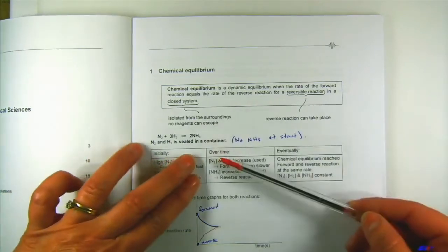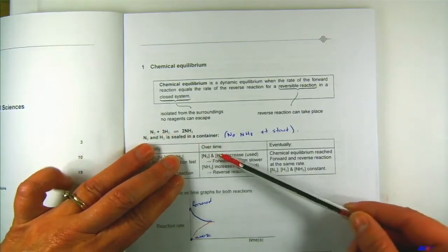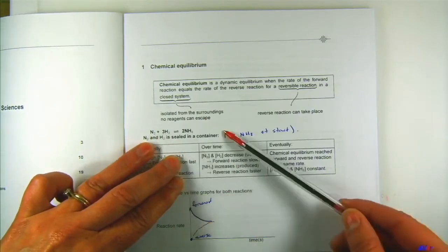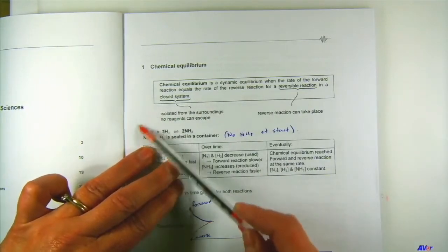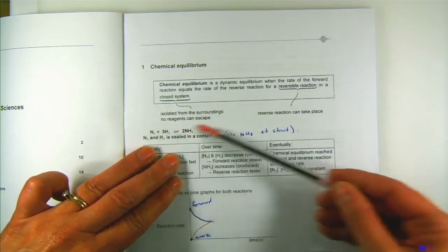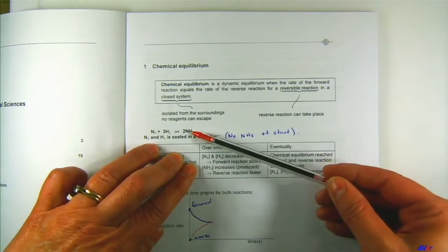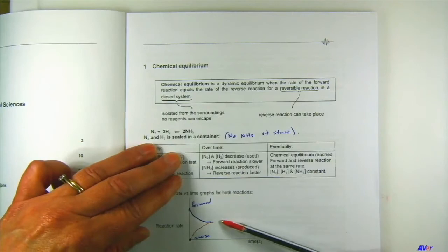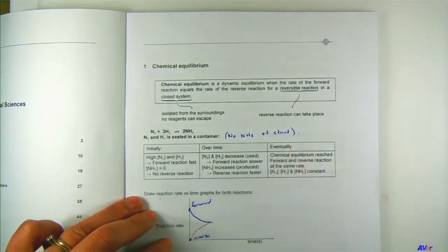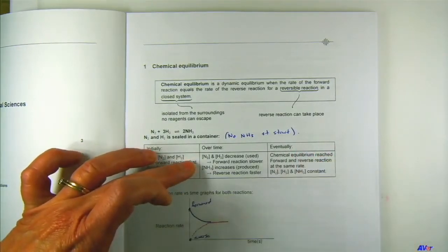But then as it happens over time, you are now using the N and H, so N and H will decrease because it's used, and that makes the forward reaction go slower because it's got less concentration to happen with. And then, as this forward reaction happens, you get NH3, and the NH3 will become more and more, and therefore the reverse reaction will increase. And then finally, we get to this stage that we call chemical equilibrium. And at chemical equilibrium, now the forward and reverse reactions are at the same rate.